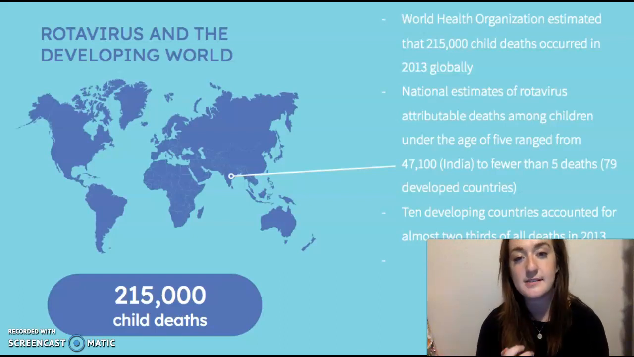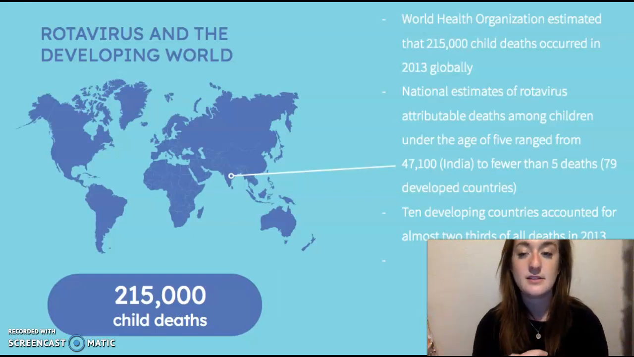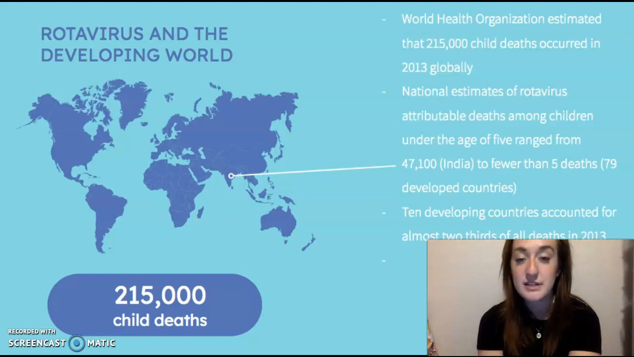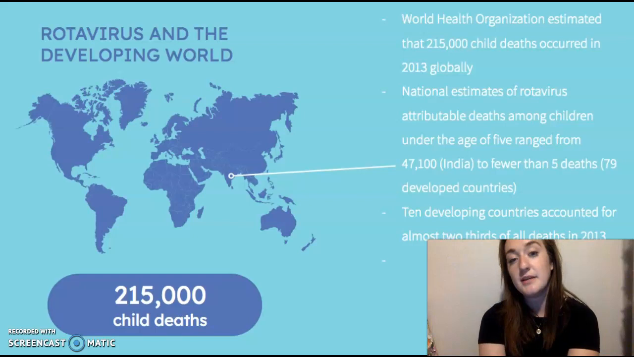So we can look at different rates across the globe, and so a national estimate of rotavirus attributable deaths, in places like India, where there are 47,000 cases, to fewer than 5 deaths among 79 different developed countries. And we see that 10 developing countries accounted for almost 2/3 of all deaths in 2013. Just a thought to think about.